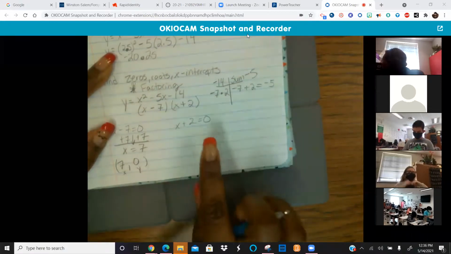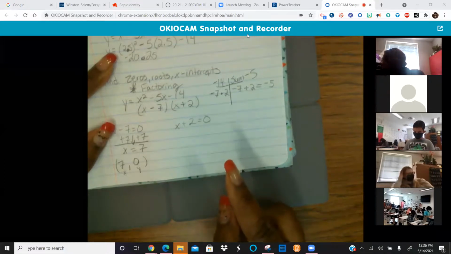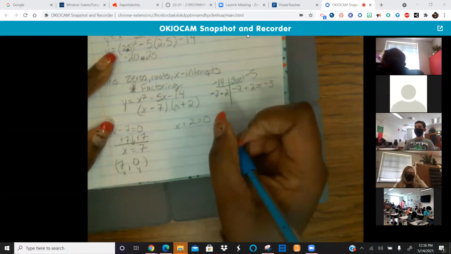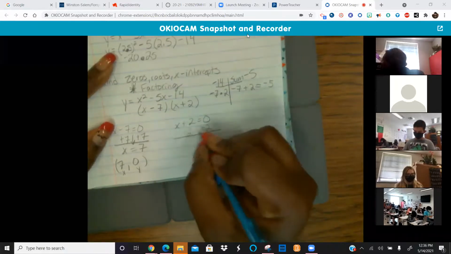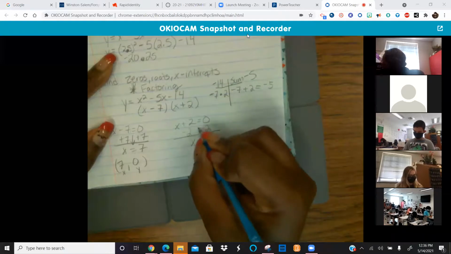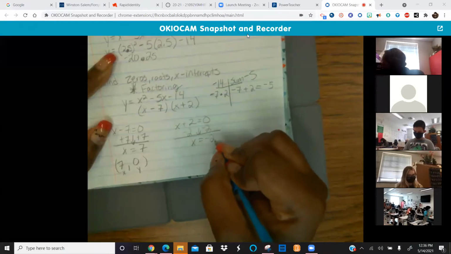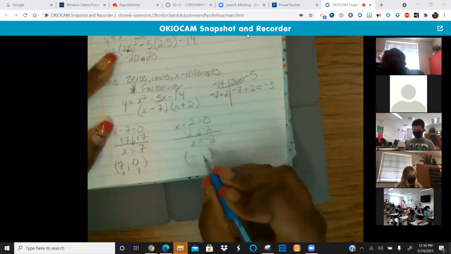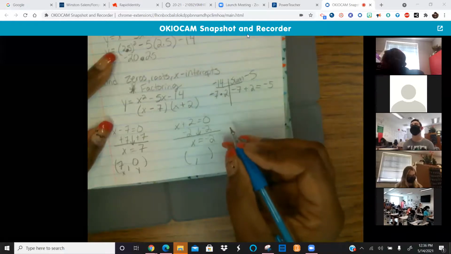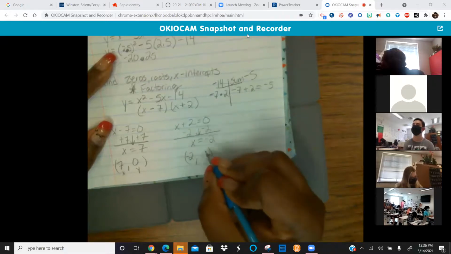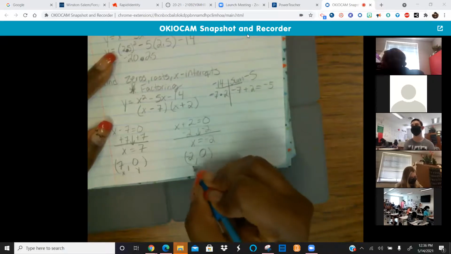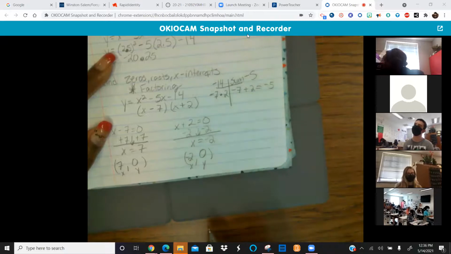Okay, so let's figure out the other place where it crosses. What do we do now to get x by itself? Minus 2. So when you subtract 2 on both sides, you get x is equal to a negative 2. So where does it cross here? What, comma, what? Negative 2, comma what? 0. These are your two solutions. This is where your parabola crosses the x-axis.